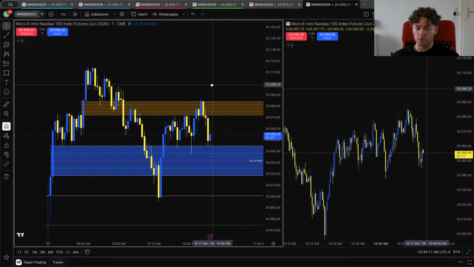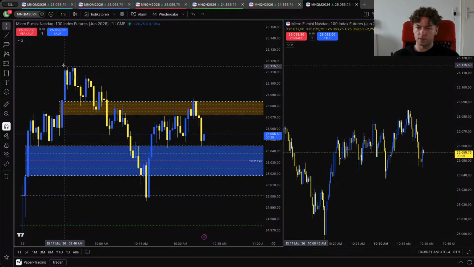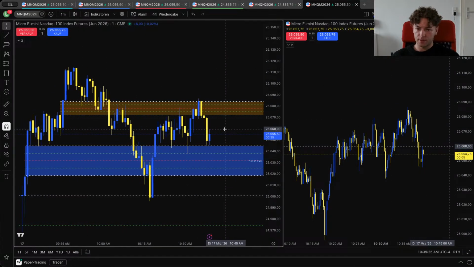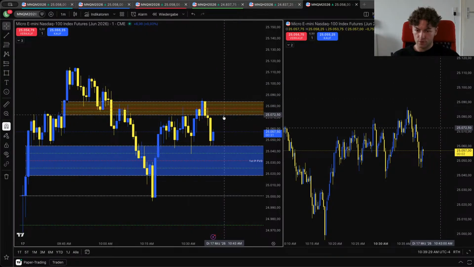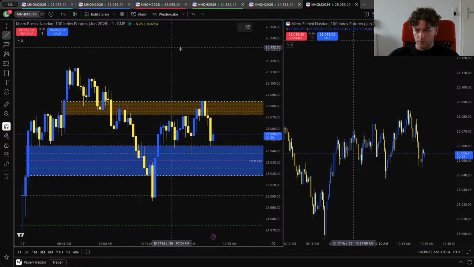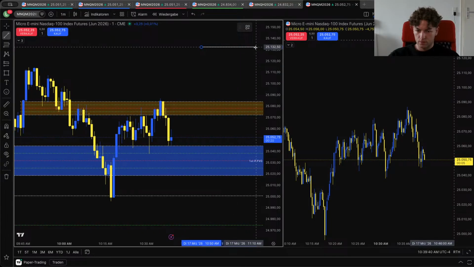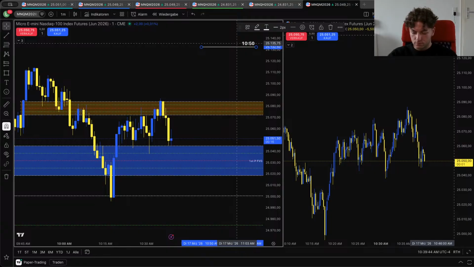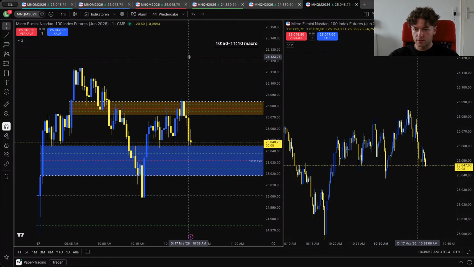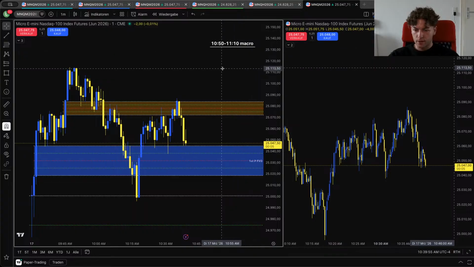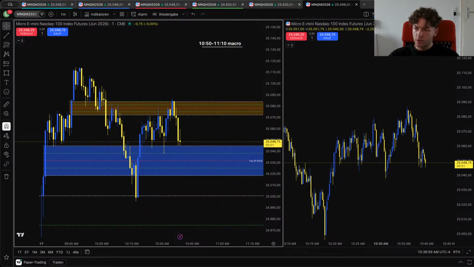So I think still we are ultimately going higher and take out these relatively equal highs. I guess we are going to see that happen during the 10:50 to 11:10 macro. So the macro would be here. Maybe we can squeeze a nice little bullish scalp during the macro. We'll see. We will see. Definitely not trying to short this one.